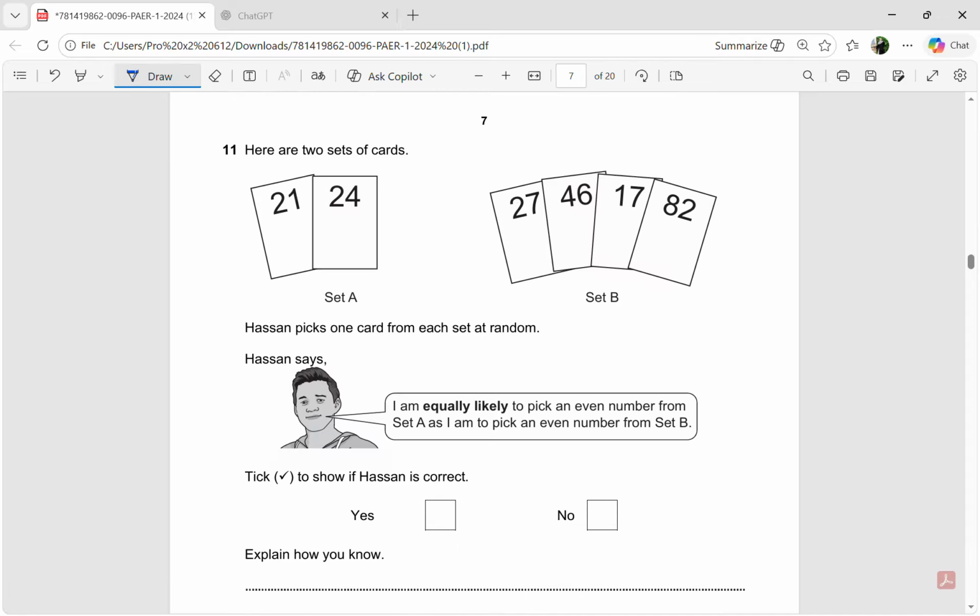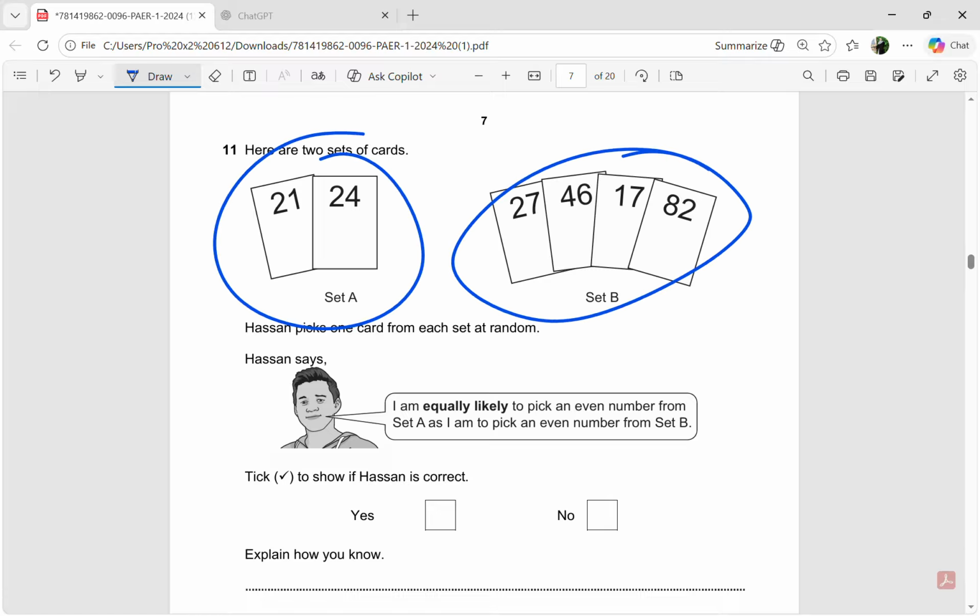Here are two sets of cards. So we have set A and set B. Hassan picks one card from each set. Hassan says, I'm equally likely to pick an even number from set A. So from set A, the probability of getting an even number is 1 over 2. So we have an even chance of getting an even number, as I am to pick an even number in set B. So in set B, how many even numbers do we have?